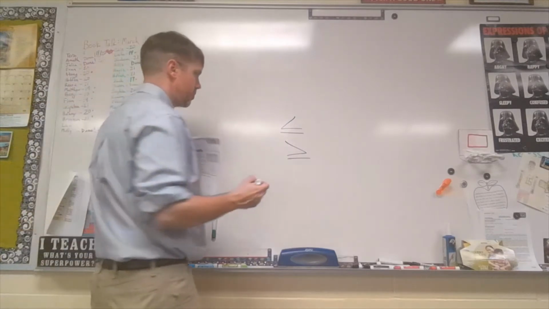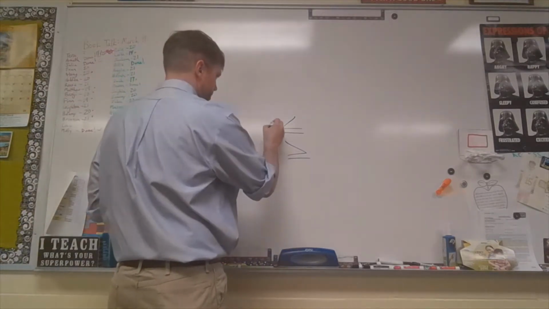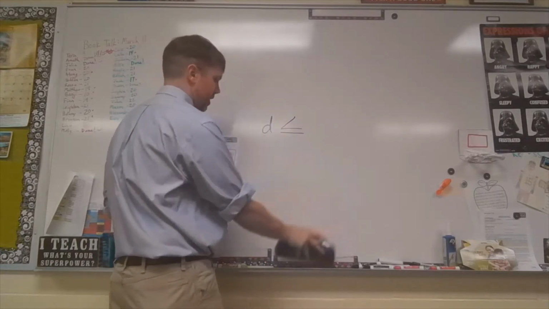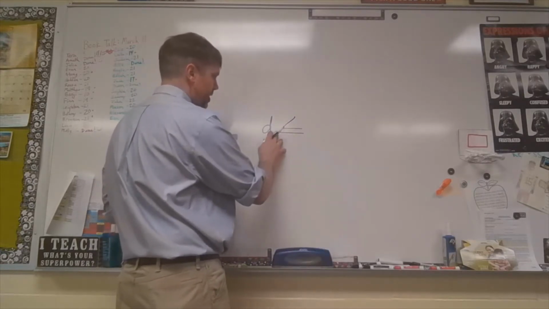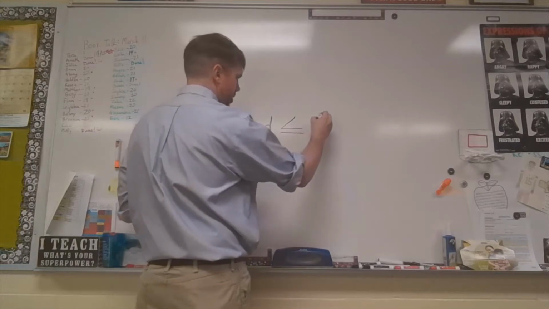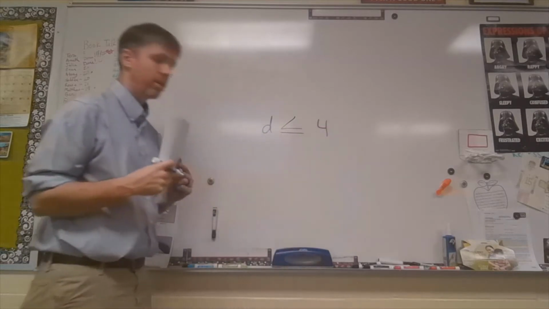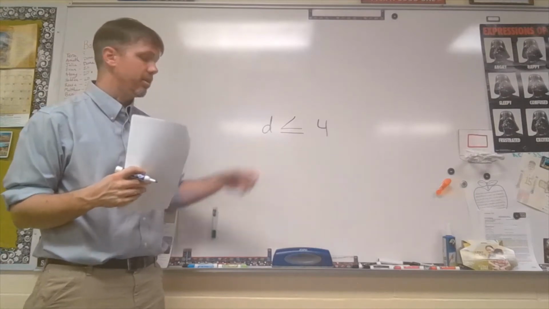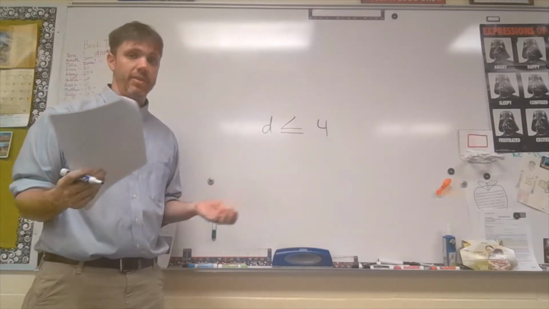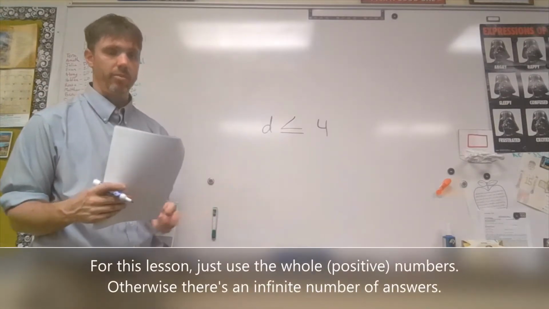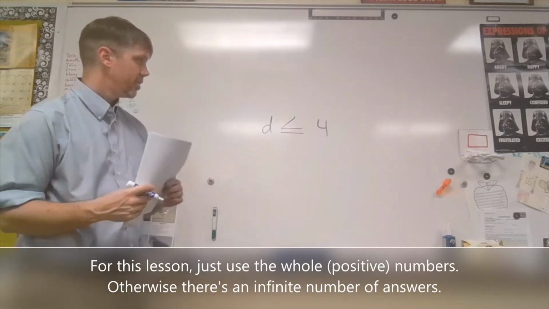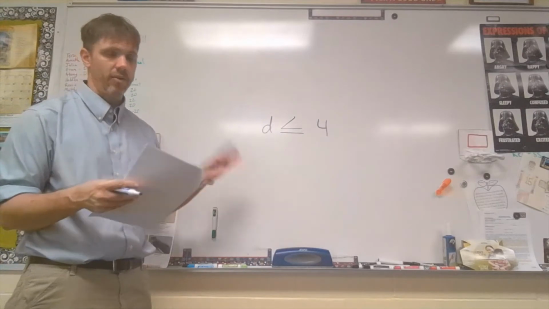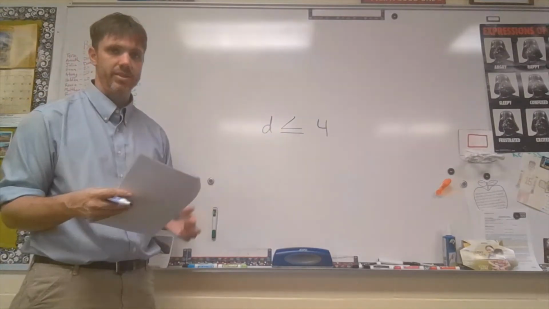So if I give you D, right? So just some random number, I'm going to take this off for now. I say D is less than or equal to 4. All right. And I ask you, what could D be? Well, D could be a lot of things, right? Especially if I say that it's a whole number. So what whole numbers are less than or equal to 4 and greater than 0? We'll assume that we're stopping at 0.